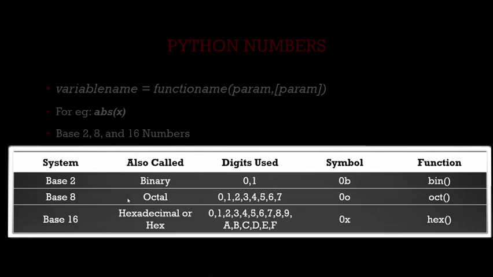Okay, and next is octal. Octal will have 0 to 7, so those are 8 numbers. The oct command is what you will be using to convert into any octal representation.